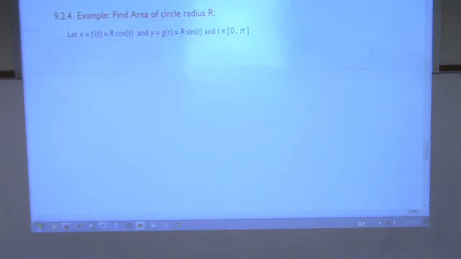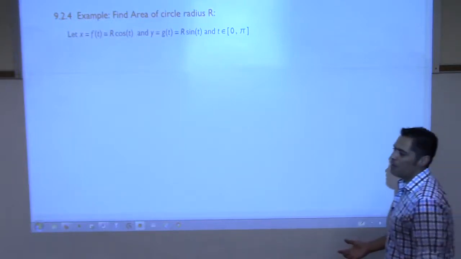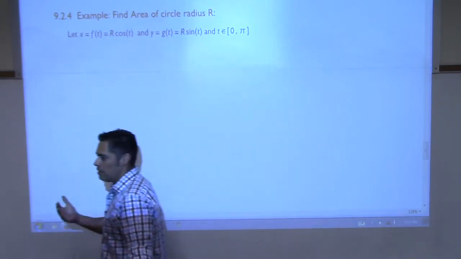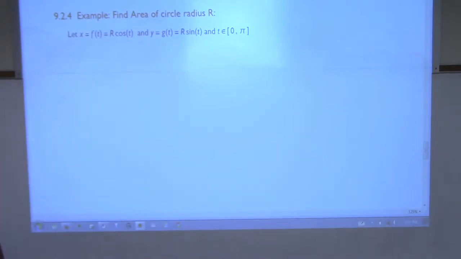What could possibly be better than us verifying the well-known formula that the area of a circle is pi r squared? We all know that, right? Area of a circle is pi r squared.